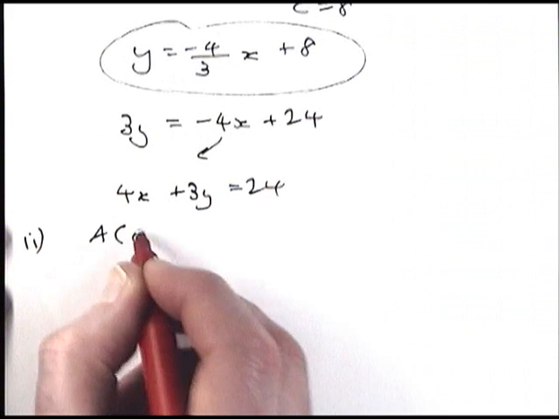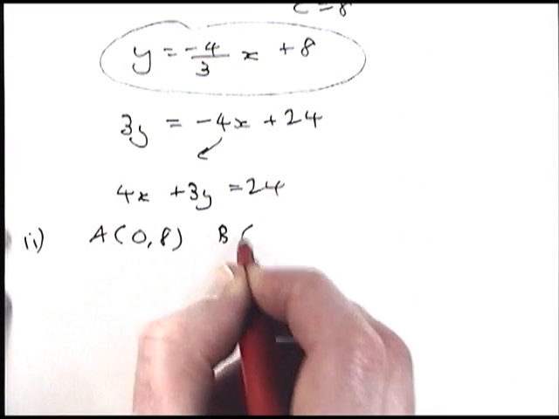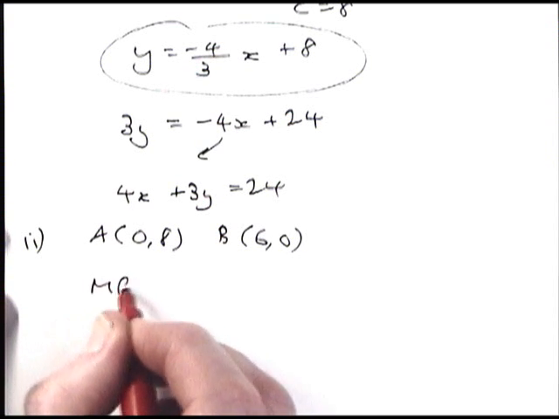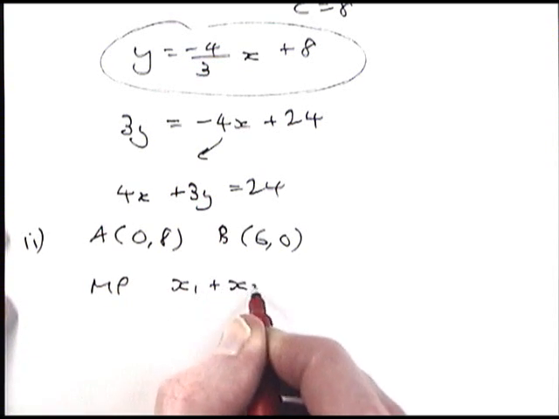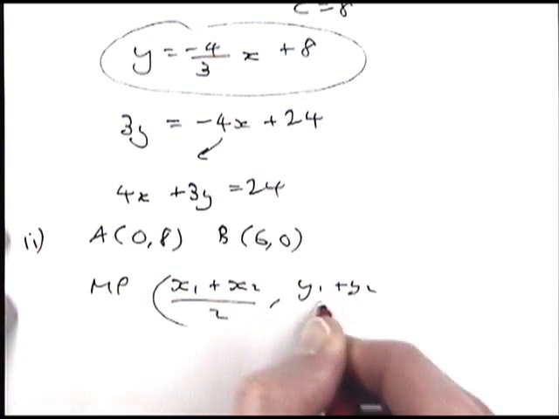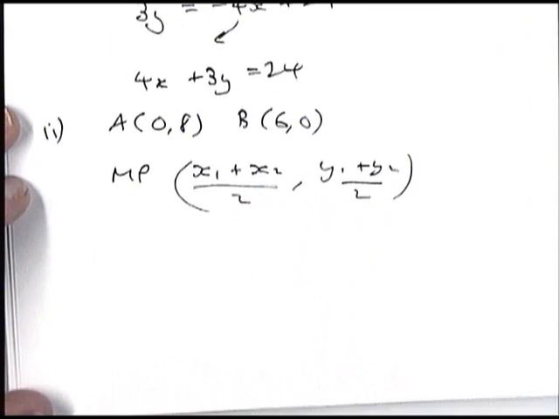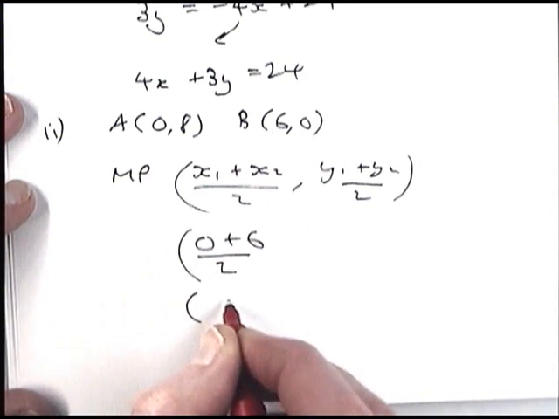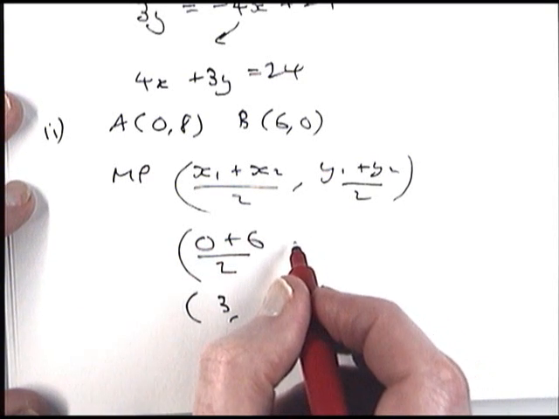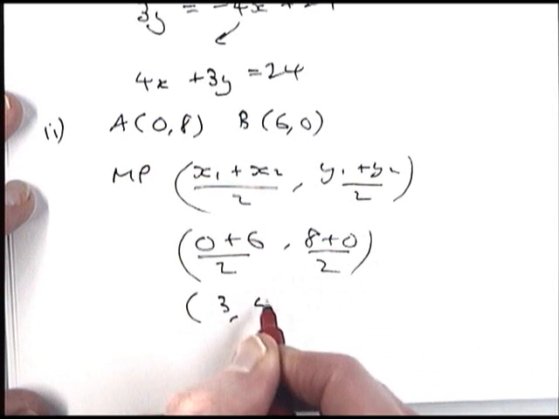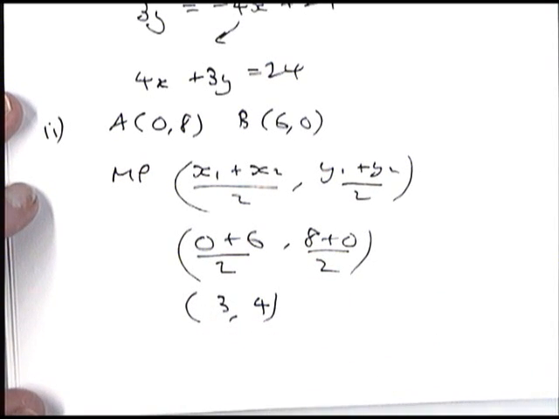So let's write down A and B. Okay. The formula we got for the midpoint before is you add the 2 x values together and divide by 2, and you add the 2 y values together and divide by 2. You're basically averaging those. So that's going to be 0 and 6 divided by 2, which is 3, and 8 and 0 divided by 2, which is 4. So the midpoint is 3, 4. So we've got a point it's going through.